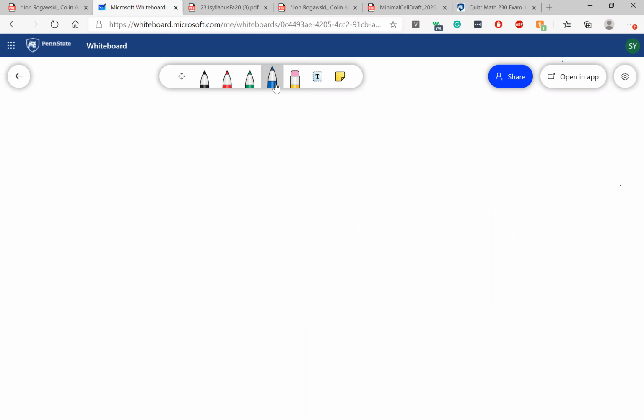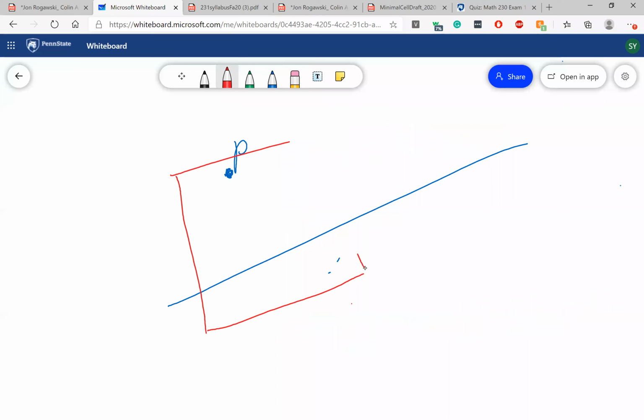What they want is, they give us a point P, and they give us a line, and they want us to find the plane that contains this point and also contains the line. So here's our plane.